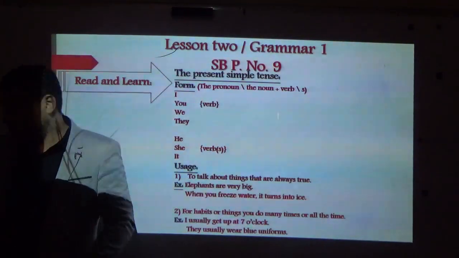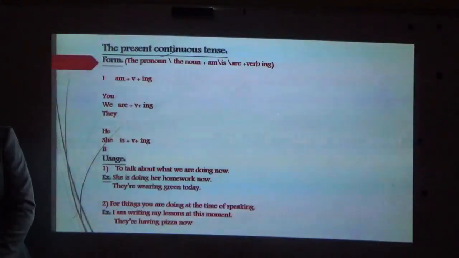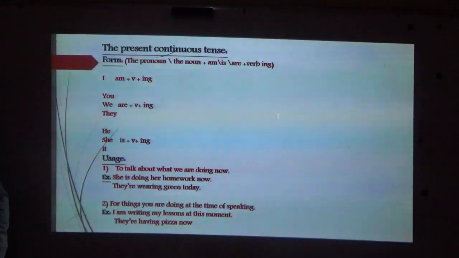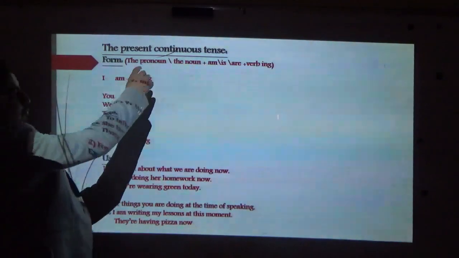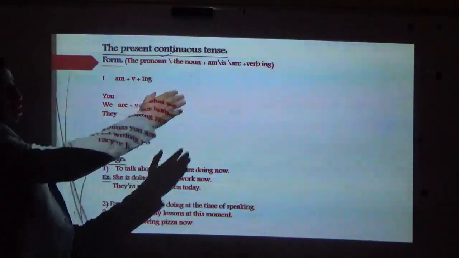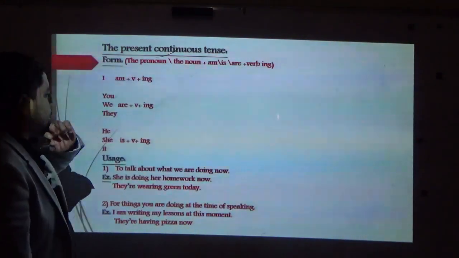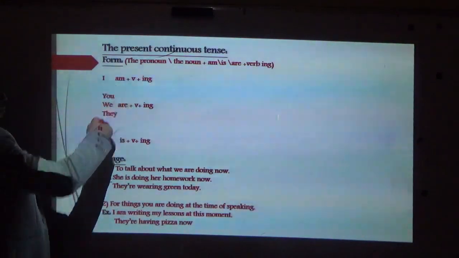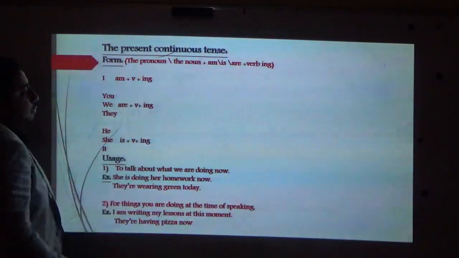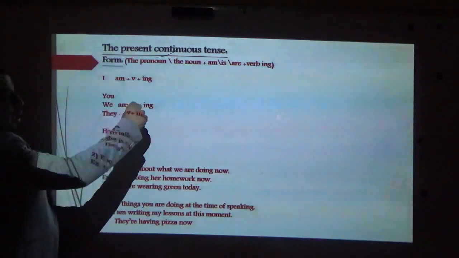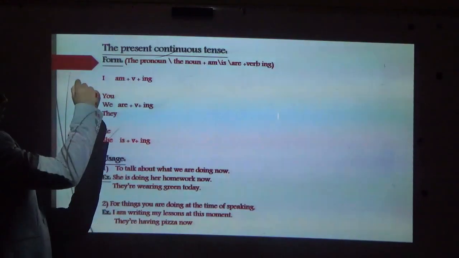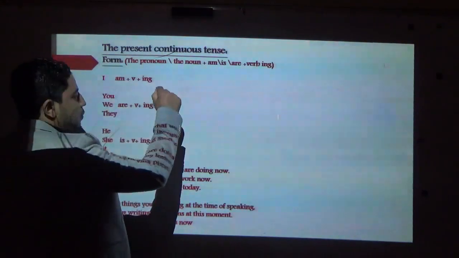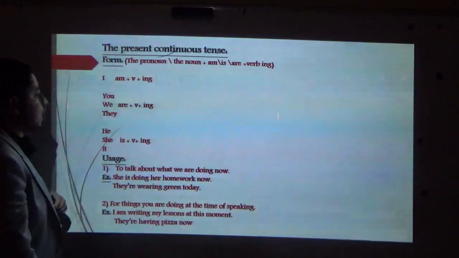We have another rule. It's the present continuous tense. Let's revise it. What is the form of the present continuous tense? Okay, the subject, maybe it's a pronoun or noun, plus am, is, are plus verb ing. Like what? I takes am, plus verb, plus ing. For example, I am walking in the street. Here we put subject I plus am plus the verb walk plus ing.